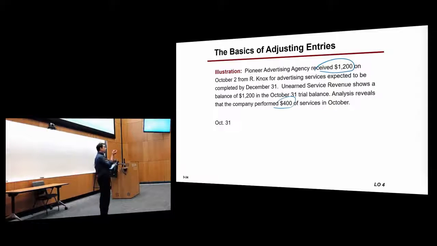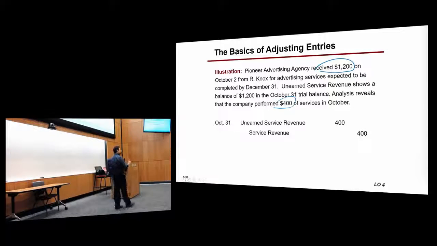Basically, you're saying that out of these $1,200, I earned 400. You have to recognize it, but you're not receiving cash. Why is cash not involved in this journal entry? Because you already received it before, the first time they paid you, even before performing all these services. So what you do here is you debit unearned service revenue, you credit revenue. So when it comes to unearned revenue, it's easy. You debit unearned revenue, you credit revenue.